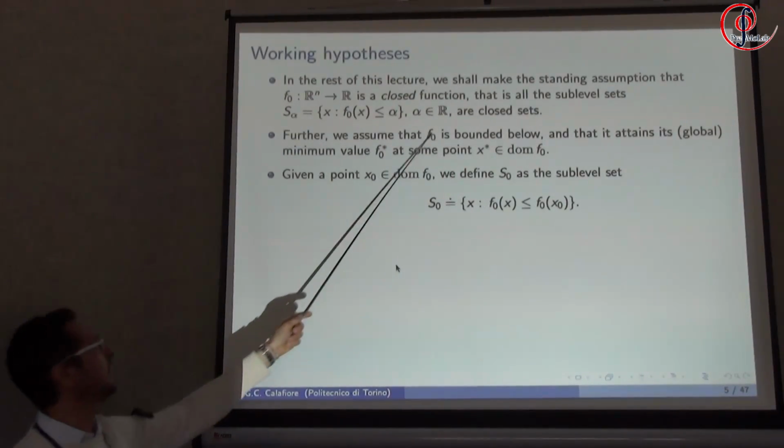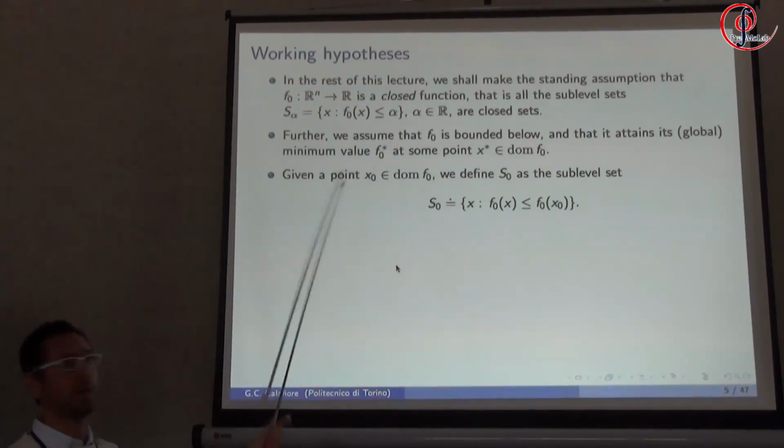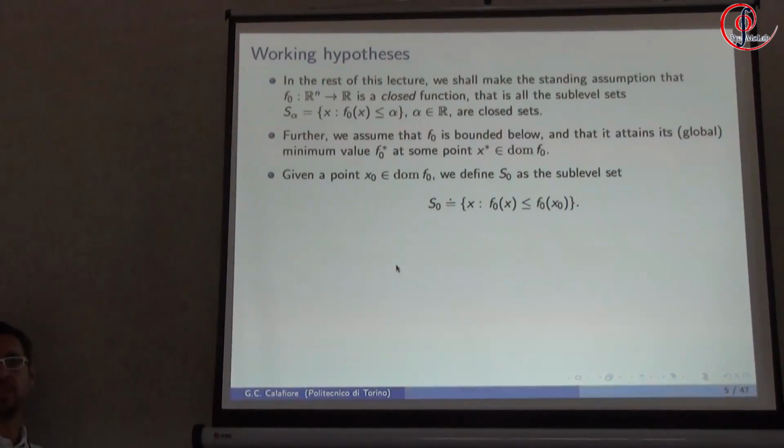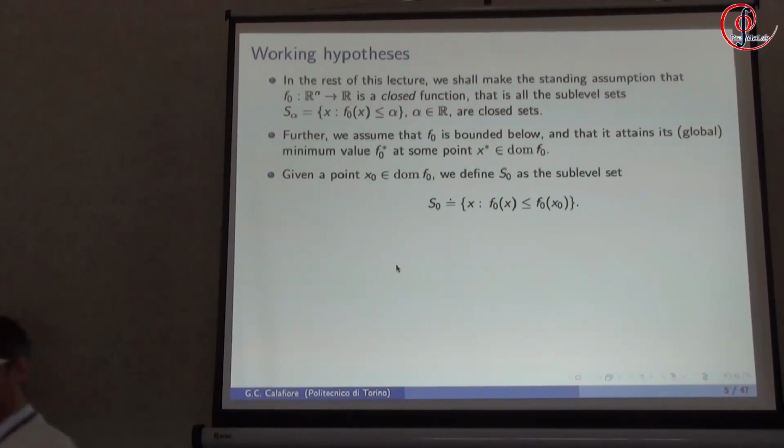And we assume that the function that we want to minimize is bounded below, so that there is actually a minimum. If we minimize a linear function, it is not bounded below. Okay, we cannot really minimize a linear function because you go to minus infinity and you find no solution. So we assume that it's bounded below, and usually, to start the iterative process, you have to provide some initial point, and I call S0 the sub-level set relative to the given initial point.